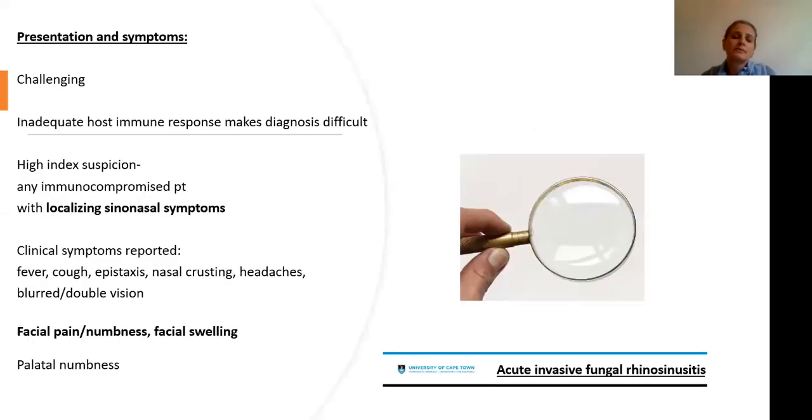So presentation and symptoms can be challenging because there's this inadequate host immune response. It makes the diagnosis very difficult. So you've got to have a very high index of suspicion in any immunocompromised patient, especially those presenting with localizing sinonasal symptoms. Symptoms a patient might report are fever, cough, epistaxis with a bit of nasal crusting, ongoing headaches, blurred or double vision as in our patient, and then they can have this facial pain or numbness and facial swelling on the same side. Some patients even complain of palatal numbness.